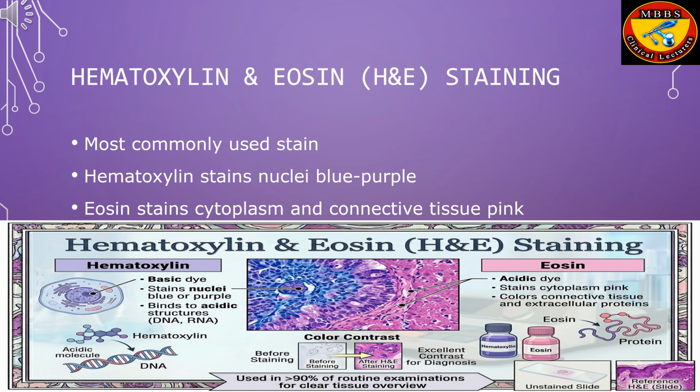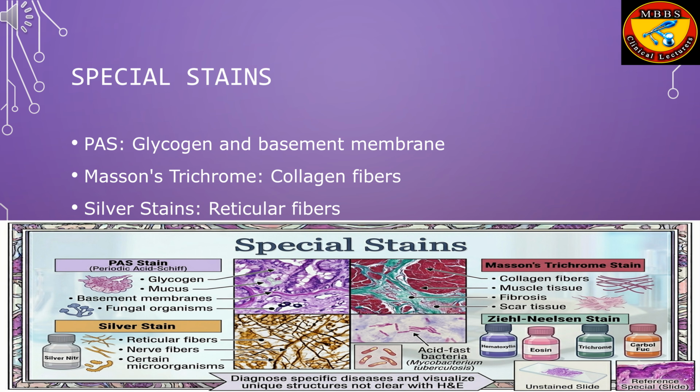Because of this color contrast, pathologists can easily distinguish cells, nuclei, connective tissue, and many abnormalities. More than 90% of routine histological examinations use H&E staining because it provides a clear overview of tissue architecture. Special stains. Although H&E staining is very useful, some tissue structures require special stains for better visualization.